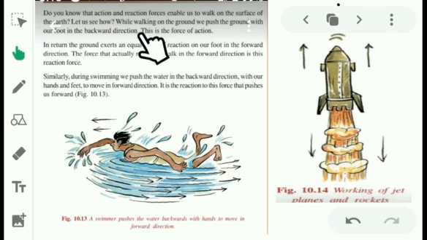I already told you, while walking on the ground, we push the ground with our foot in the backward direction. This is the force of action. In return, the ground exerts an equal force of reaction on our foot in the forward direction. The force that actually makes us walk in the forward direction is this reaction force.